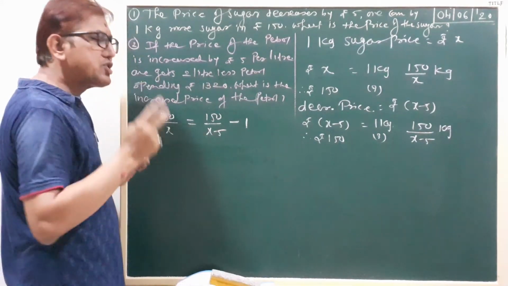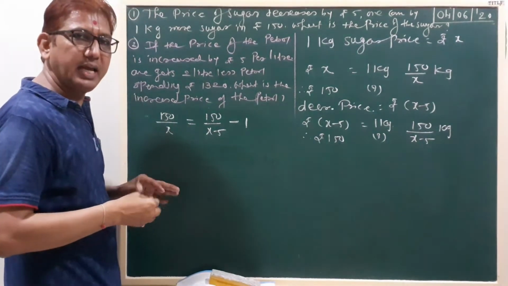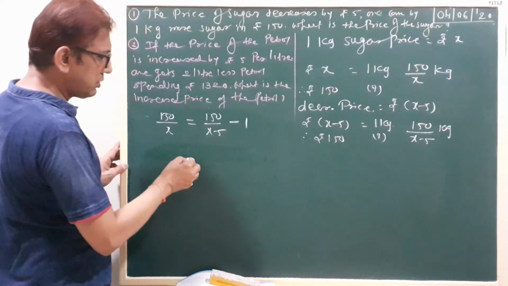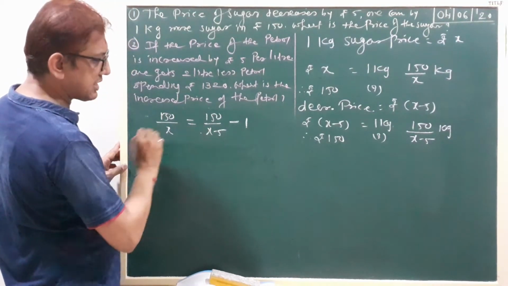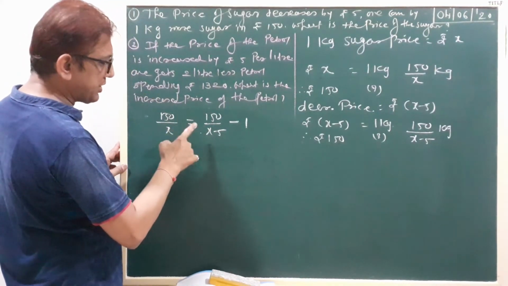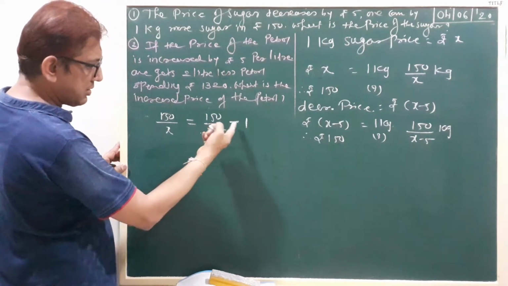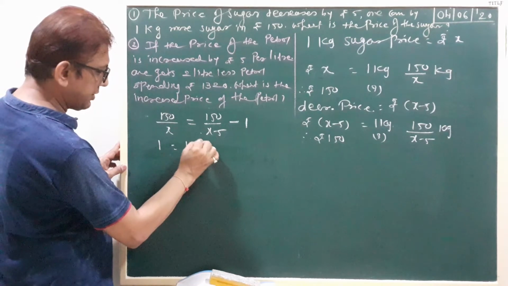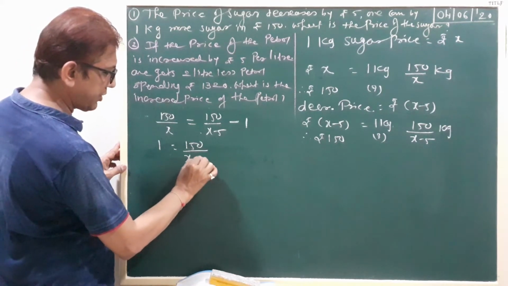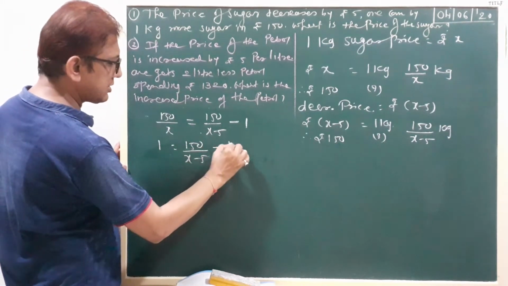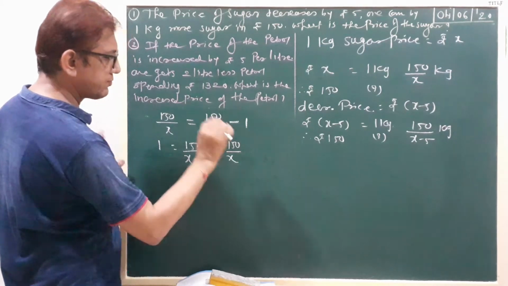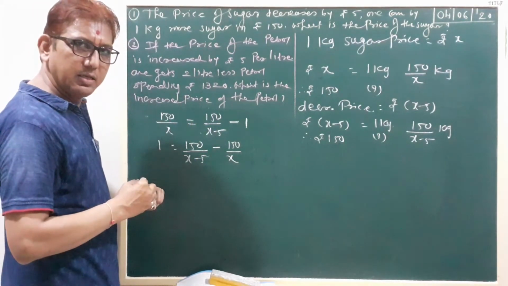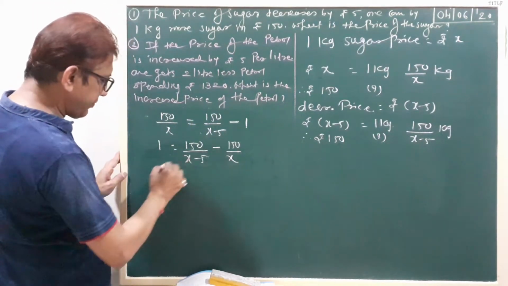Now solve this equation by any quadratic equation method. For this equation, first we write 1 on the left side. Then 150 upon X minus 5 as it is, and minus 150 upon X. Okay. Clear? Now 150 is common.